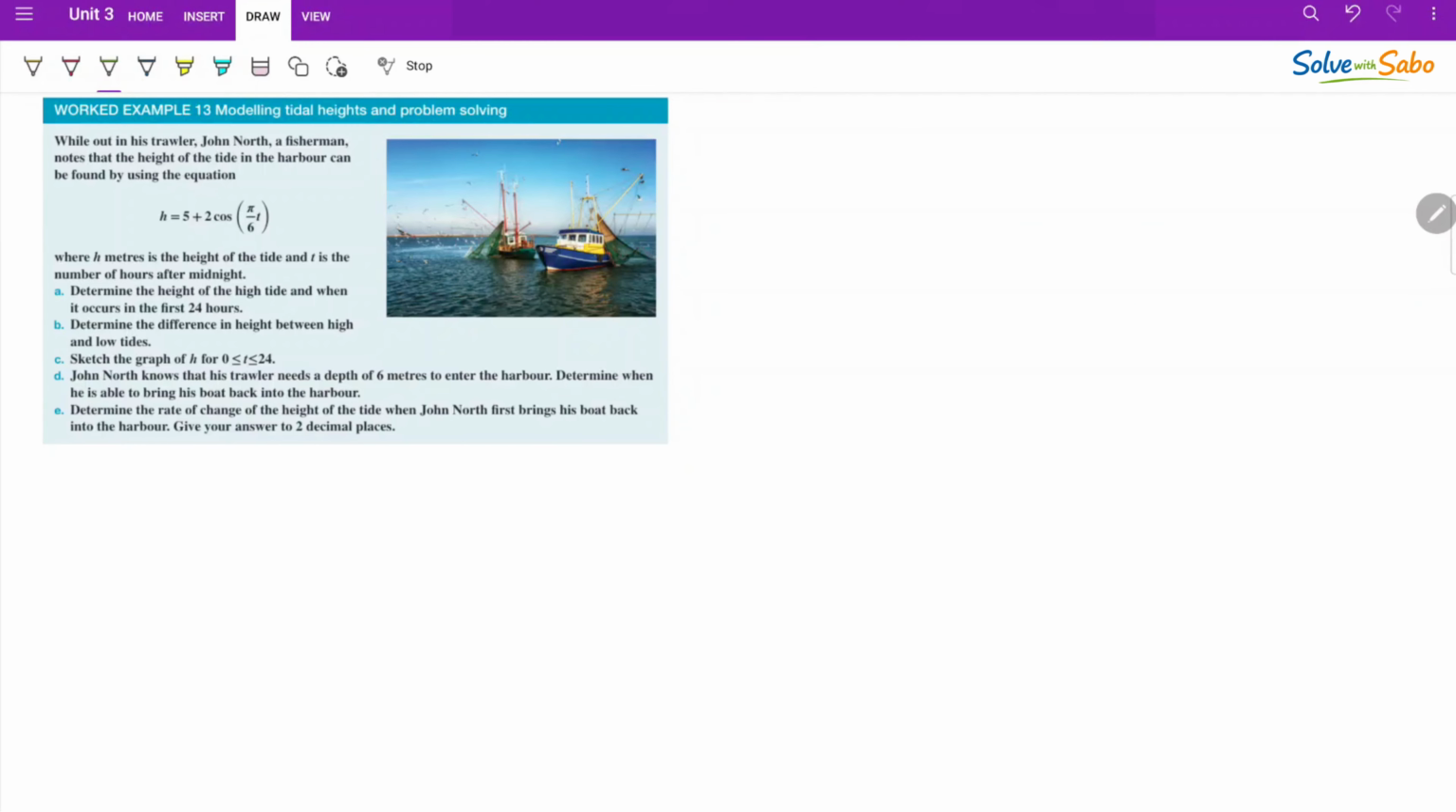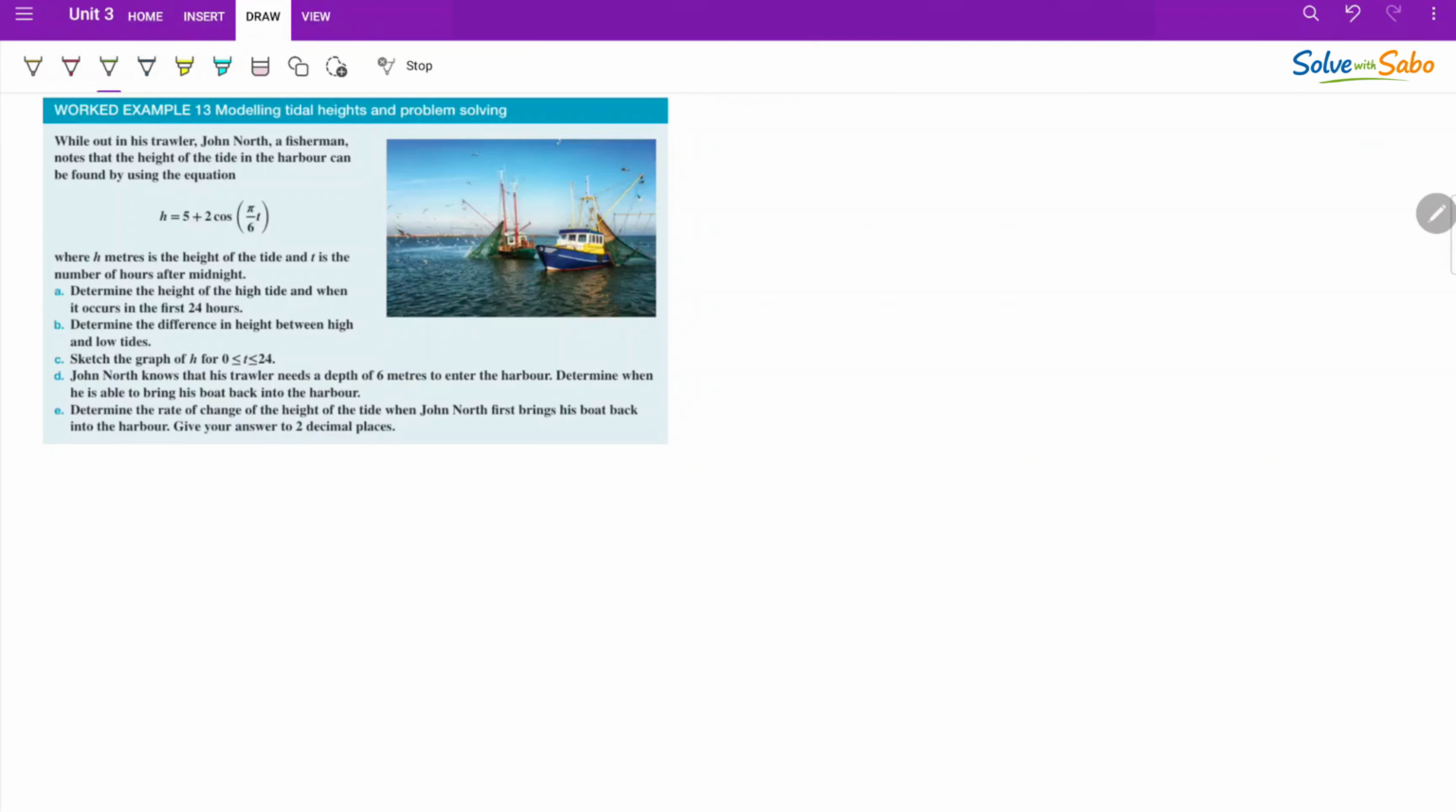Let's get into it. So while out on his trawler, John North, a fisherman, notes the height of the tide can be found using this equation. So H is meters, that's the height of the tide, and T is the number of hours after midnight. Okay, so T is 3, it's 3 a.m. Yep, easy peasy so far.